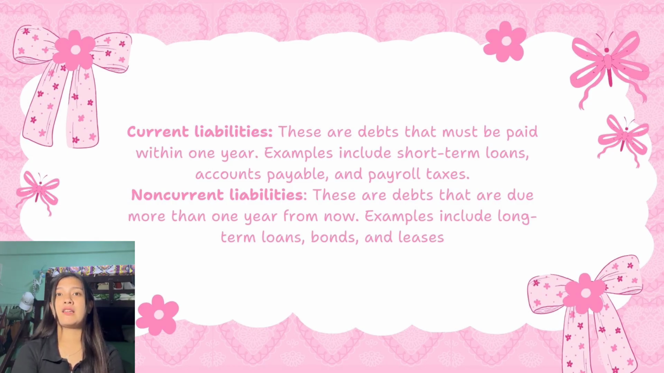The other one is non-current liabilities. These are debts that are due more than 1 year from now. Examples include long-term loans, bonds, and leases.